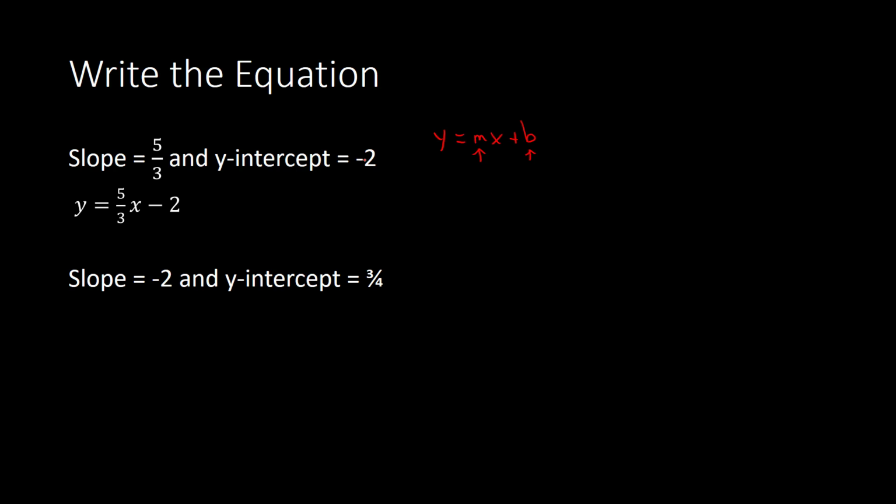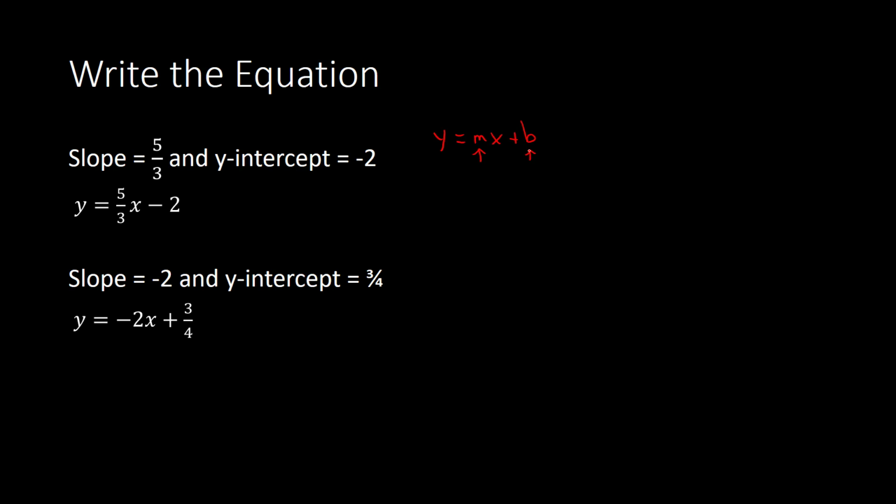Let's try one more. Slope is -2, and the y-intercept is 3/4. Same idea, where this -2 is the slope, that's going to go in for the m, and the y-intercept is 3/4, which goes in for the b. So instead of y equals mx, we have y equals -2x, and instead of plus b, we have plus 3/4. So y equals -2x plus 3/4 would be my equation. So that is the level 1 difficulty.